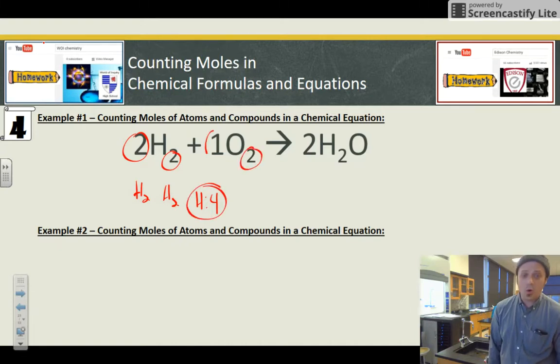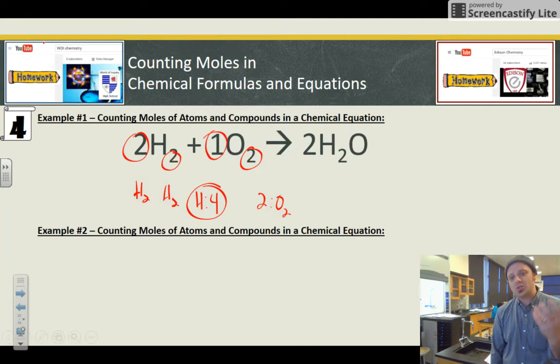Now he's got 1 mole of O2, and O comes in packages of 2. So 2 times 1 is 2 moles of O2. Now he's got 2 moles of O. Yeah, you messed that one up. 2 moles of O.